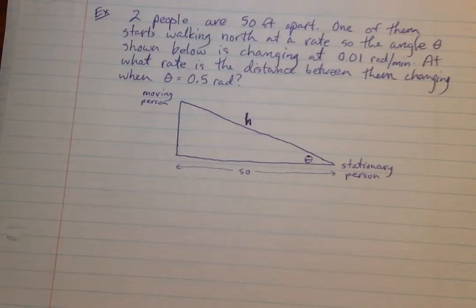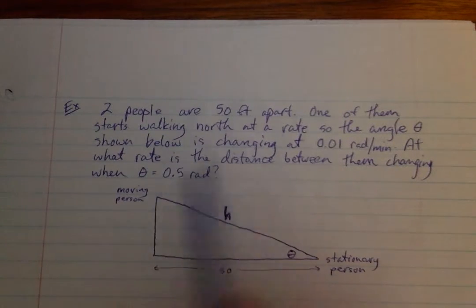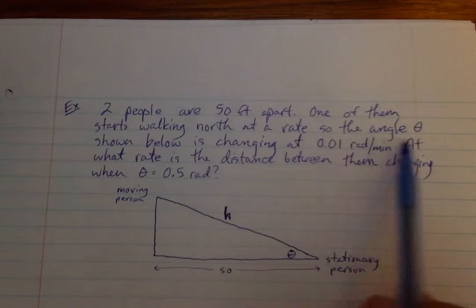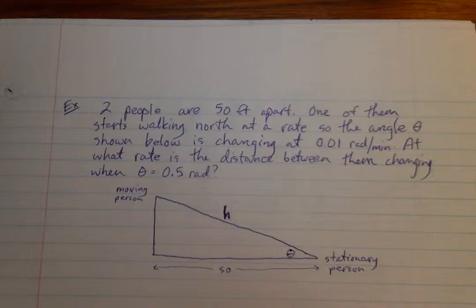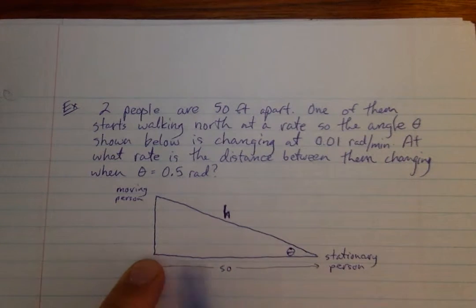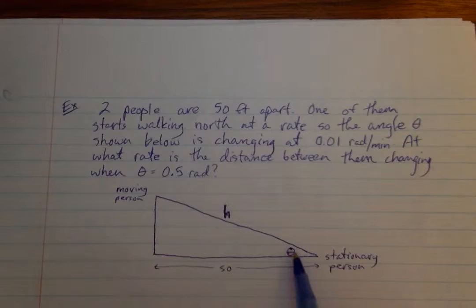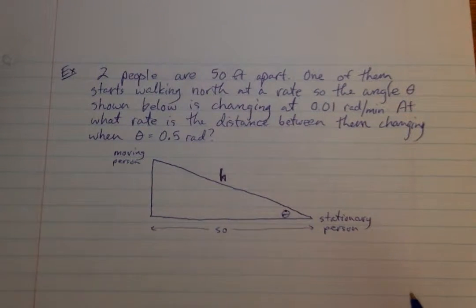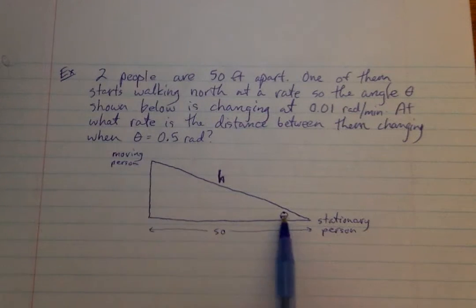All right, so let's check this out. Two people are 50 feet apart. One of them starts walking north at a rate so that the angle shown below is changing at 0.01 radians per minute. So the two people start here. They're 50 feet apart. One of them starts walking north at a rate at which this angle is changing at 0.01 radians per minute. At what rate is the distance between them changing when the angle is 0.5 radians?